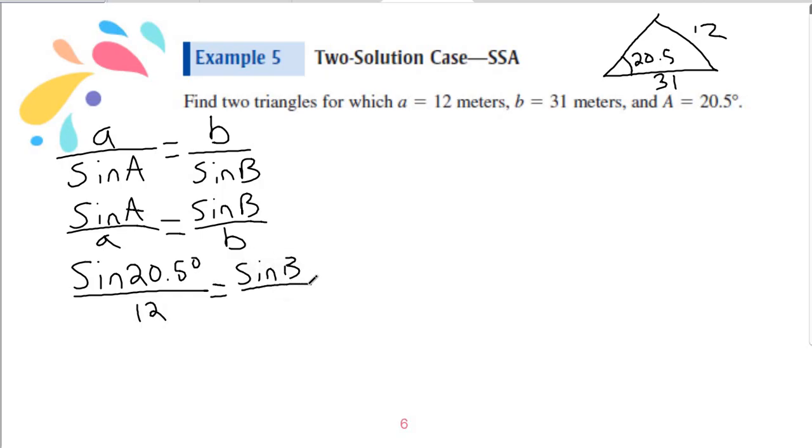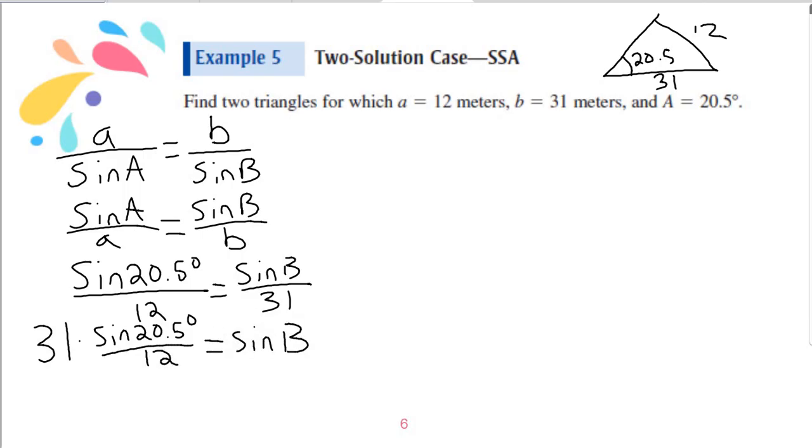So what do we want to do first? Multiply both sides by 31. And then what are we going to do? Use the arcsine. Yep, use our arc or inverse sine again. So we get big B equals sine inverse of all of this stuff.